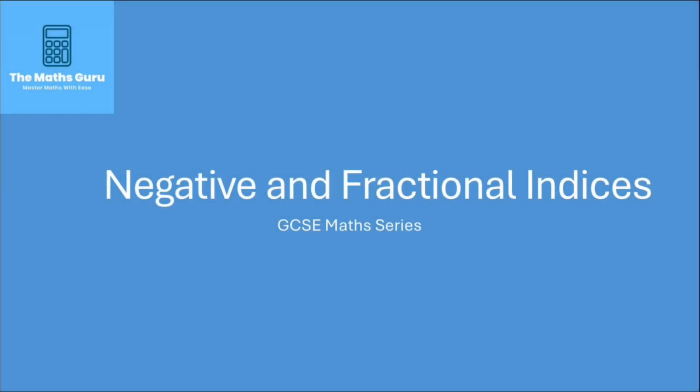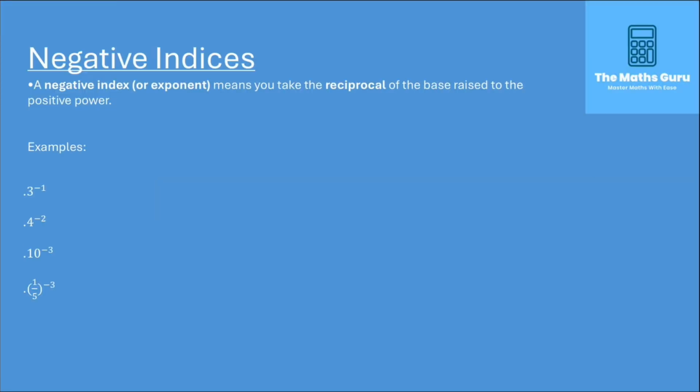Today we're going to be taking a look at negative and fractional indices, so let's get straight into it. A negative index or exponent means you take the reciprocal of the base raised to the positive power. So if we have a to the minus n, this would be equal to 1 over a to the n.